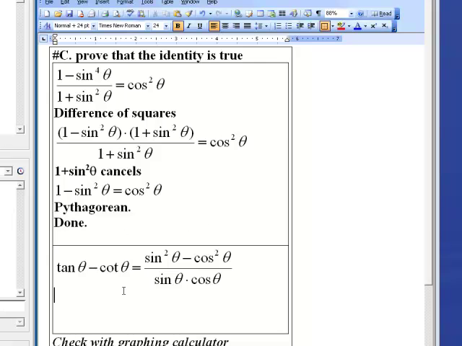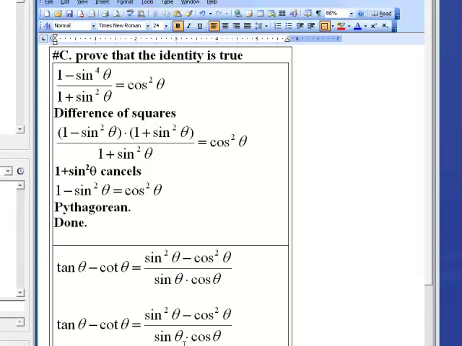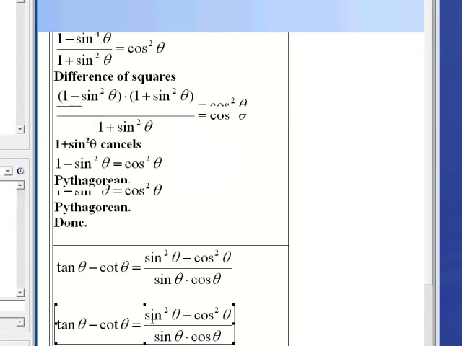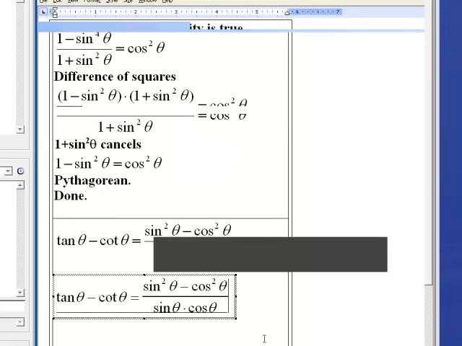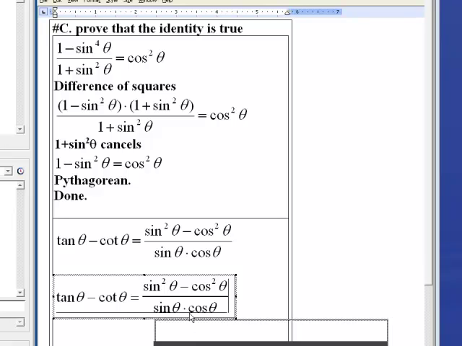Okay, let's do the next one. And this time around, I will double check it, and it looks correct the way I have it. This looks very complicated. I will not even read it out loud. It's too much for me to read. So let's see what we got here. Tangent minus cotangent on the left, and on the right, this one here.